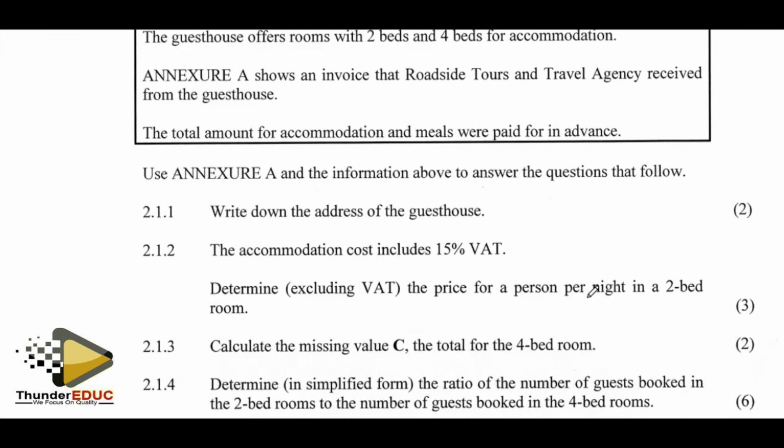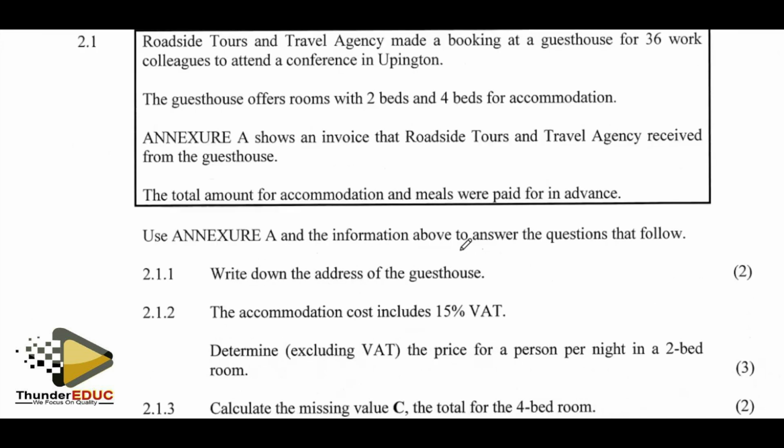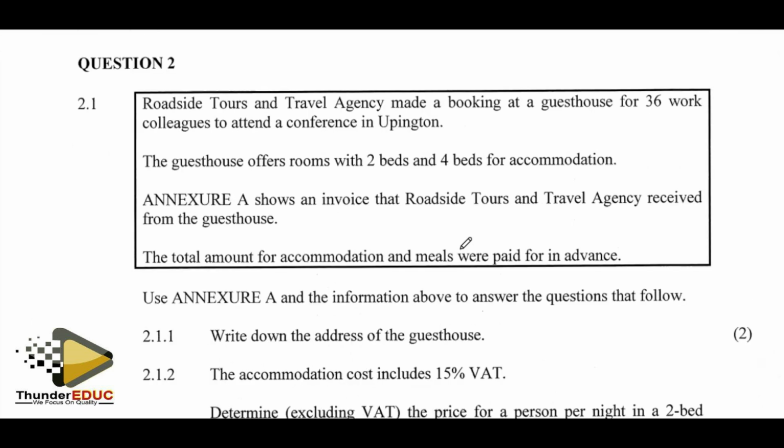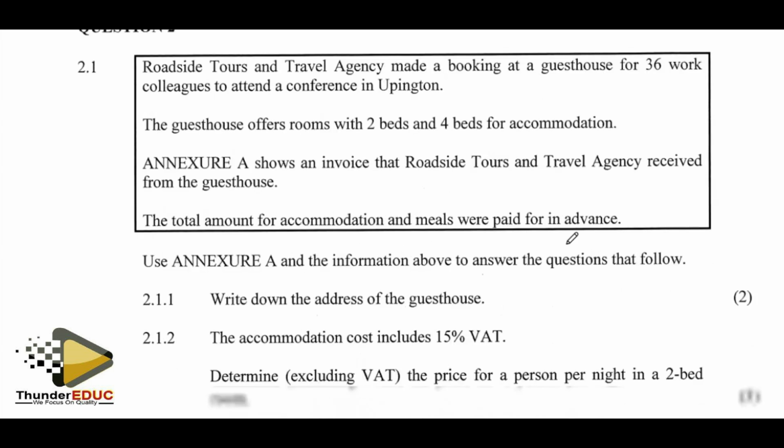Let's look at question number 2, which talks of the roadside tours and travel agents made a booking at a guest house for 36 work colleagues to attend a conference in Upington. The guest house offers rooms with 2 beds and 4 beds for accommodation. The next page shows an invoice that roadside tours received from the guest house. The total amount for accommodation and meals were paid for in advance.